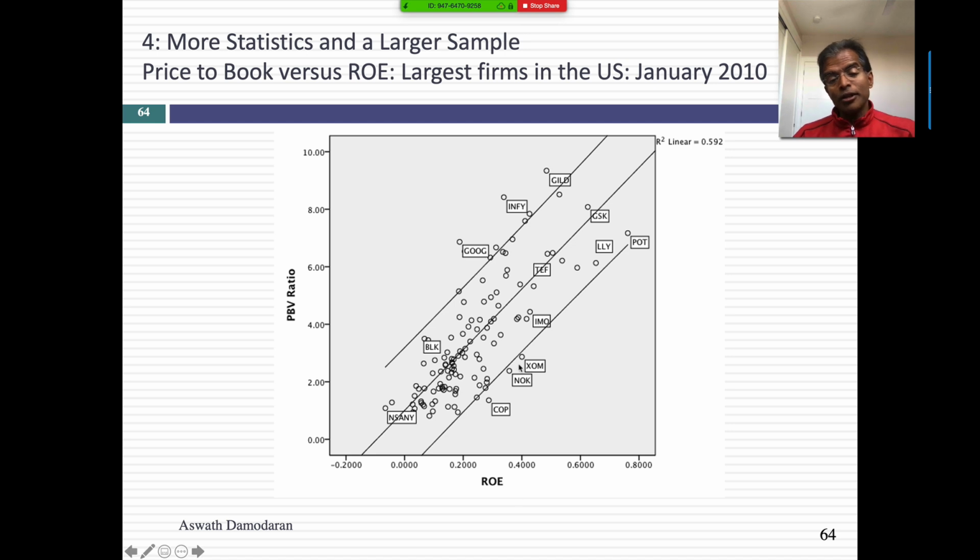At the time that I did this in 2010, three companies fell below the line. Barely. ExxonMobil, ConocoPhillips, and Nokia. Well, the fact that two of them are oil companies should make me a little suspicious, because when you get a bunch of companies looking overpriced or underpriced from the same sector, it might be something going on in the sector. And what happened in 2010 was oil prices had dropped and the oil companies had dropped in pricing.